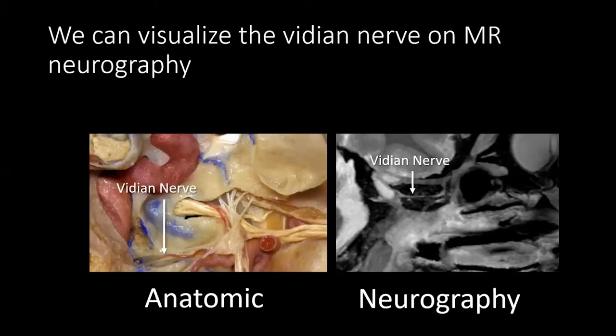And you can actually see that on this anatomic image from a cadaver. You can see the thicker V2 on top and then the very thin vidian nerve on the bottom. It's incredibly thin, but we can actually still see it with our MR neurography techniques.